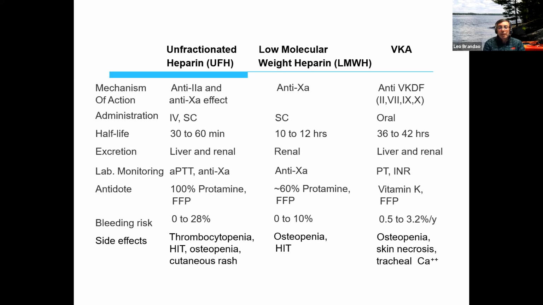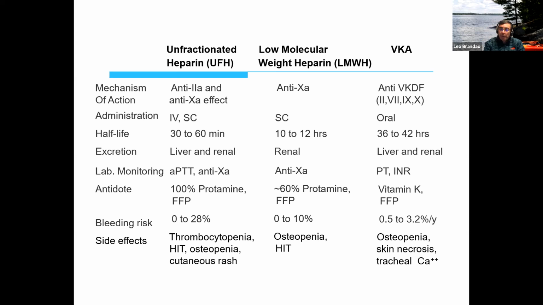The bleeding risk, you can see this wide range, 28% is really elevated and a wide range. Maybe a more accepted one would be 10% in patients in the ICU setting. And side effects include thrombocytopenia, the very rare and feared heparin-induced thrombocytopenia, which is a paradox. You're giving an anticoagulant and the patient develops massive clots. After years of exposure, bone thinning, so osteopenia, and cutaneous rashes.